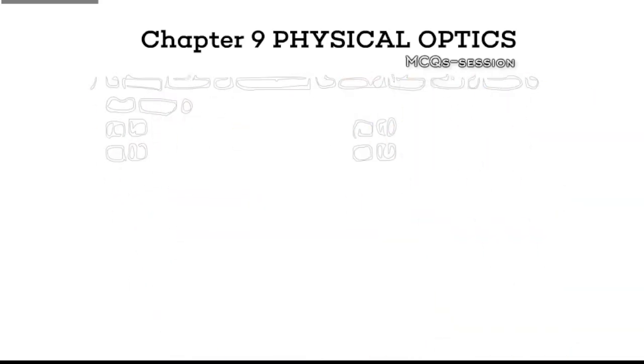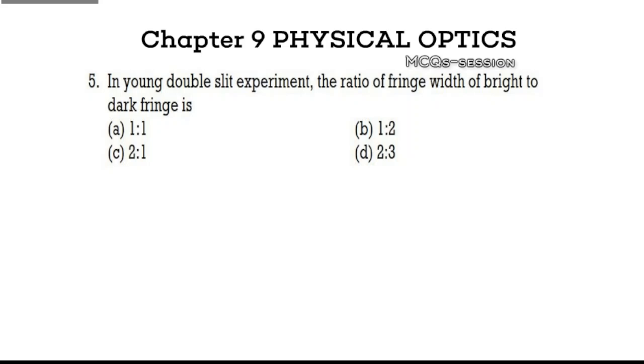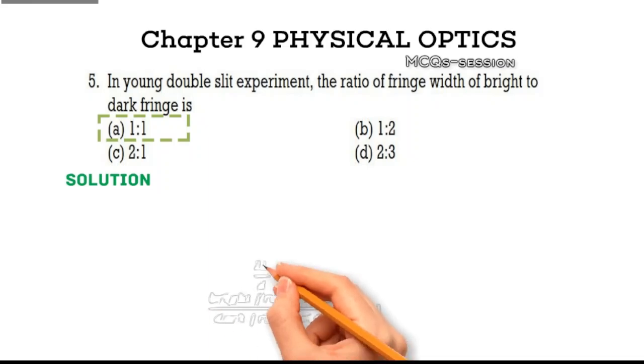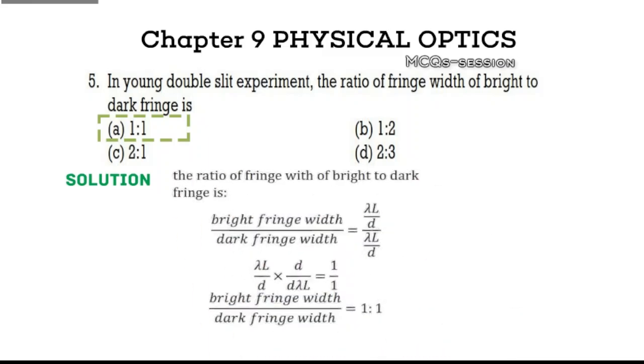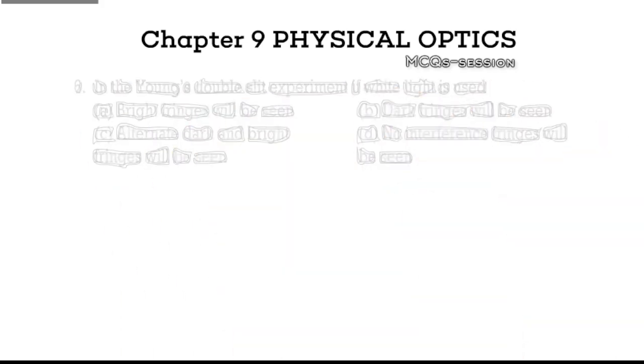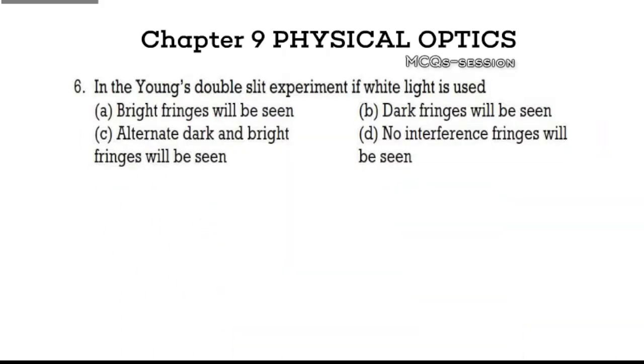Question 5. In Young's double-slit experiment, the ratio of fringe width of bright to dark fringes, A. 1:1, B. 1:2, C. 2:1, D. 2:3. Correct answer, A. 1:1. Explanation. Both bright and dark fringes are equally spaced because they are determined by the same interference conditions. Therefore, the ratio of fringe width of bright to dark fringe can be expressed as, by solving the ratio we get 1:1.